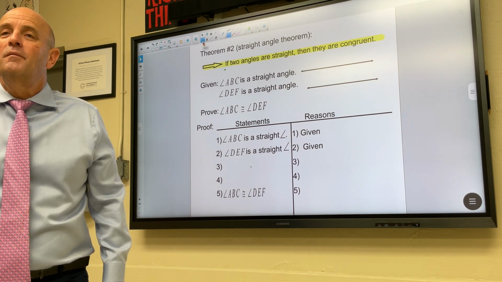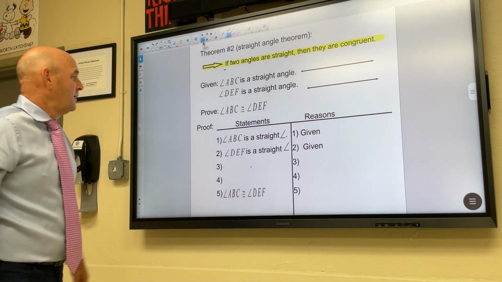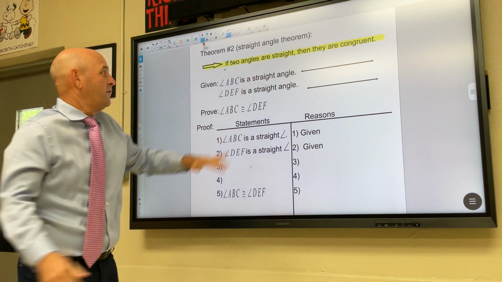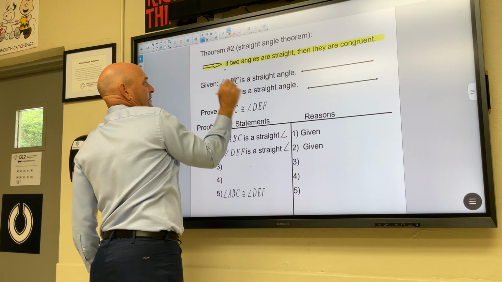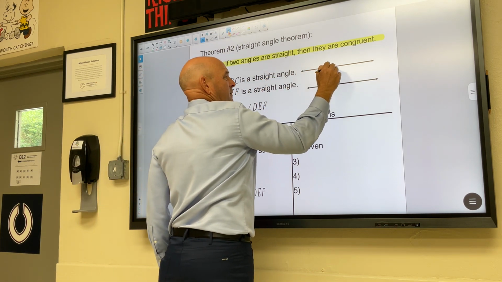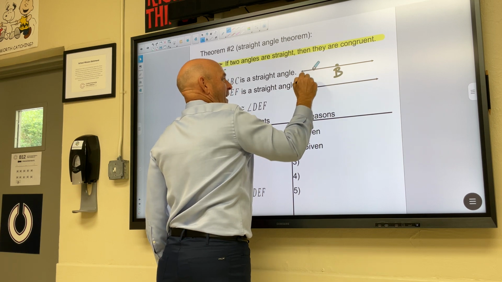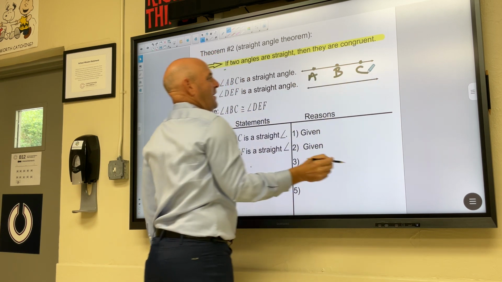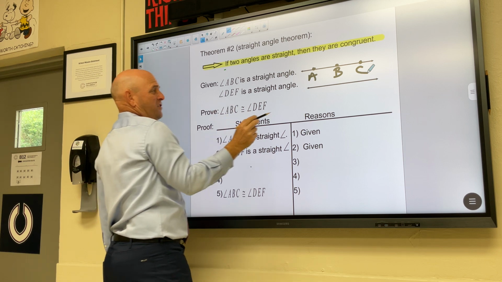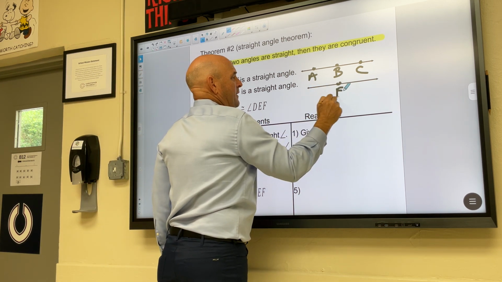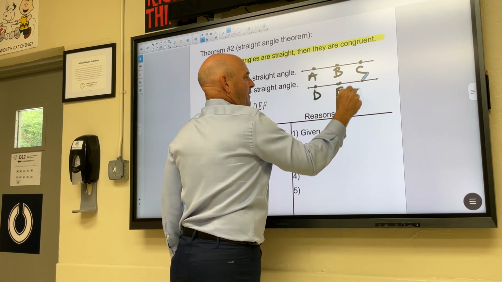You can put numbers one and two together there, right? Let's draw the diagram first. ABC is a straight angle. So what has to be in the middle? B, thank you. And then A on this side and what? C on that side. DEF is a straight angle. What's got to be in the middle? E, and this should be a D. I don't know why this diagram isn't there.